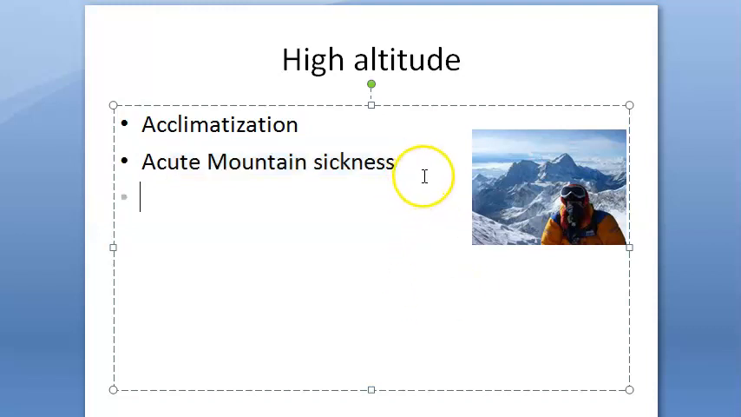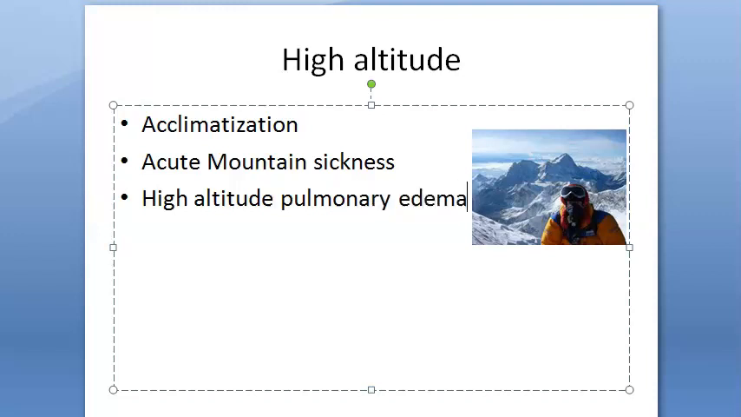Then, let's go to the third thing that happens at high altitude: high altitude pulmonary edema. We are reading this one now. High altitude pulmonary edema is a serious complication of acute mountain sickness, which occurs around the third day at high altitude.